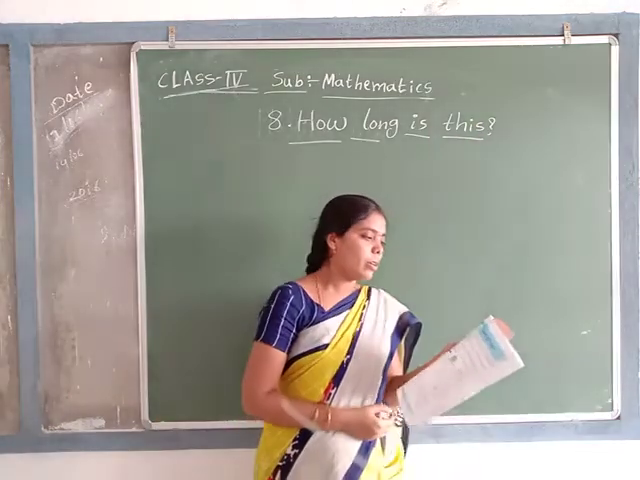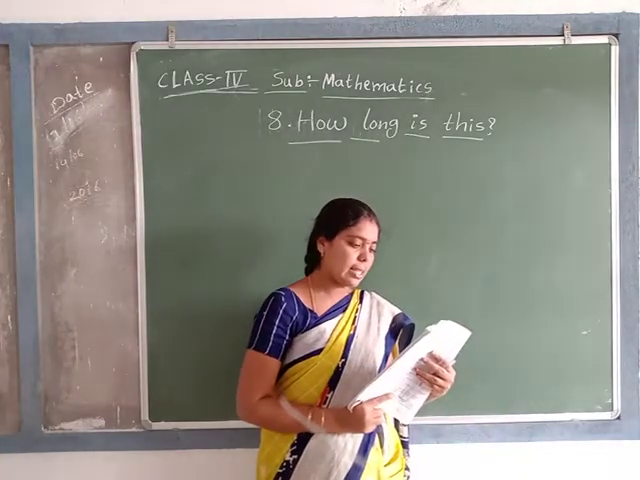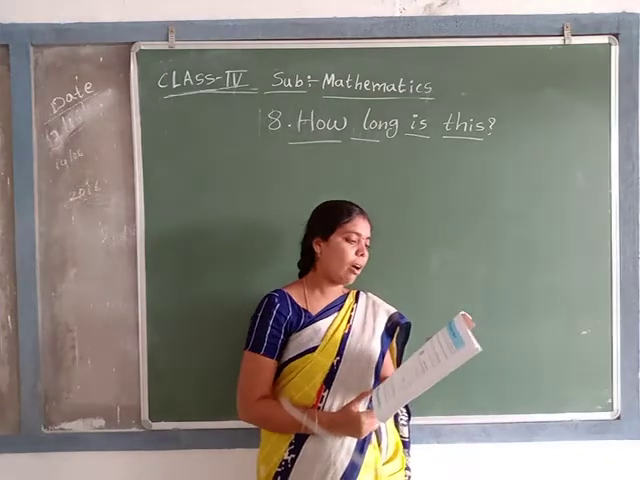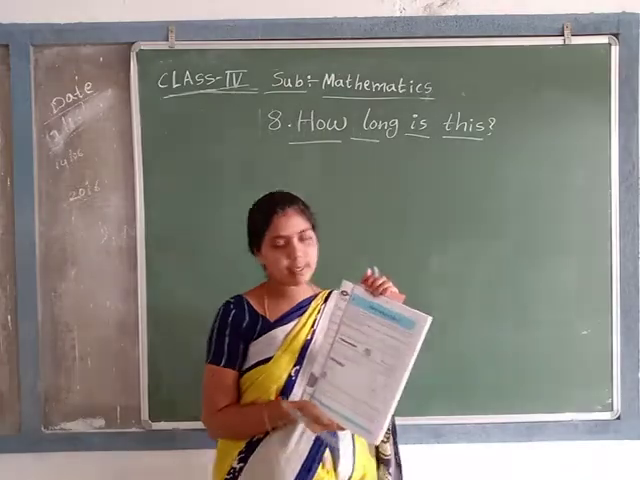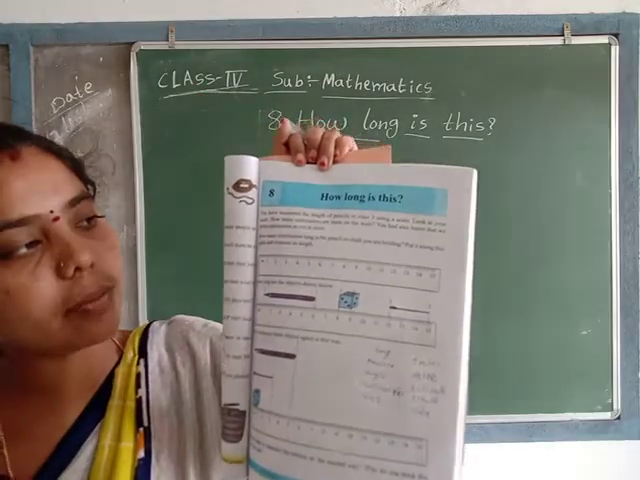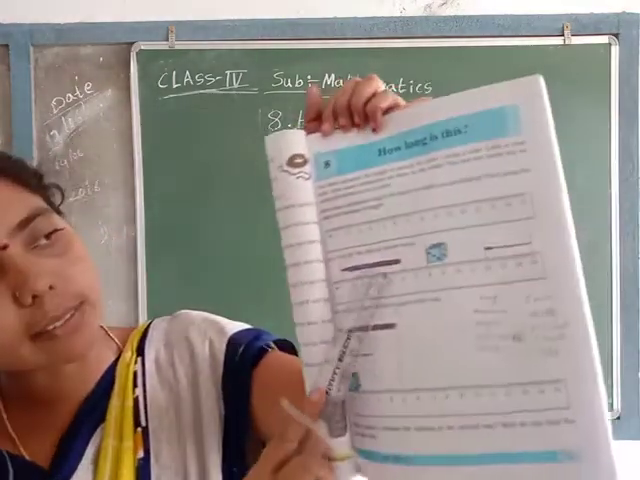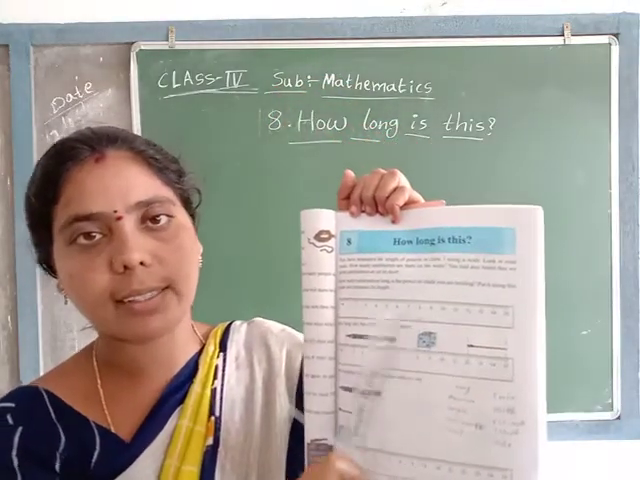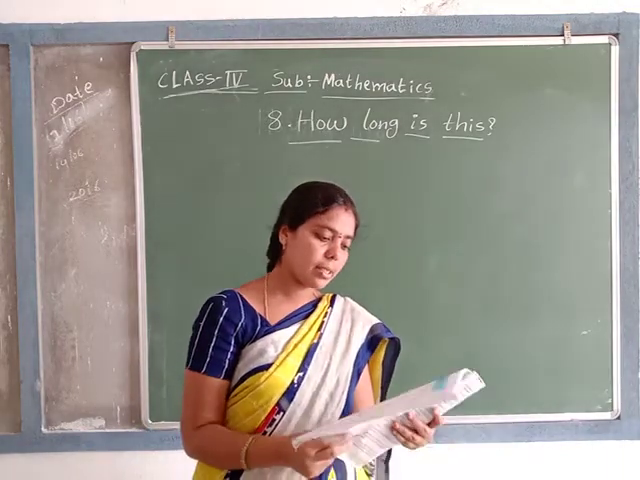See children, in class 3rd you measured the length of pencils using a scale. Look at your scale, how many centimeters are there on this scale? See here, look at this book and observe it. The scale has centimeters. So how long are the objects?